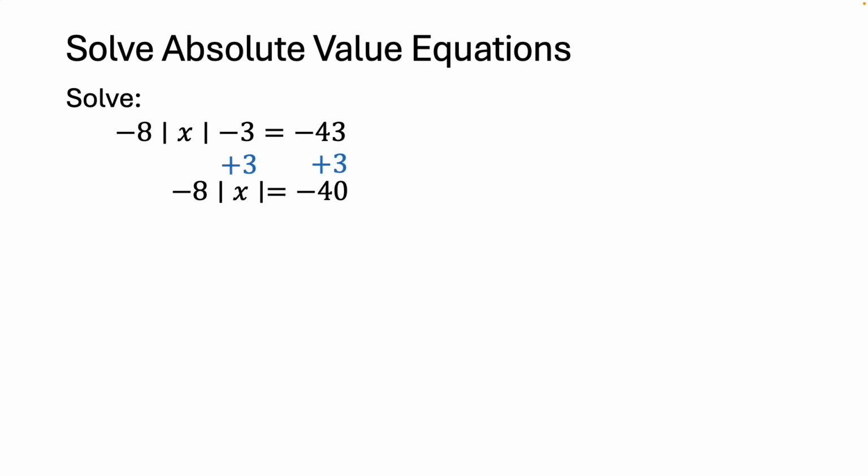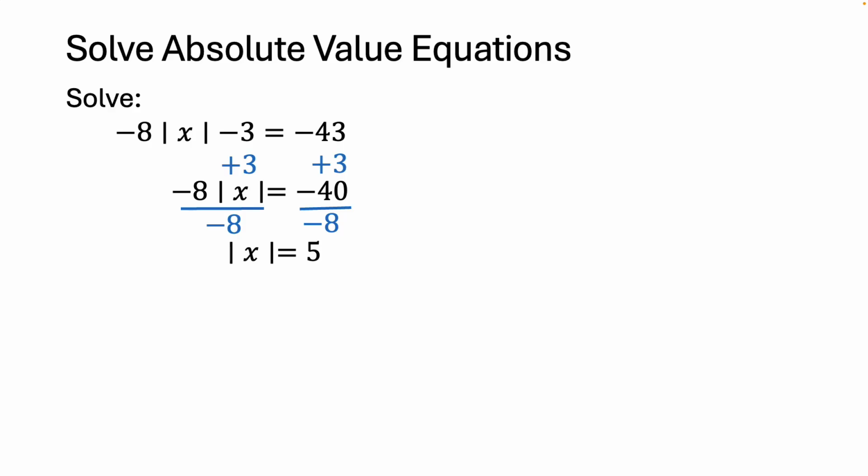Okay, let's take a look at a few more examples. Let's solve the equation negative 8 times the absolute value of x minus 3 is equal to negative 43. The first thing we need to do is to isolate the absolute value of x. Let's add 3 to both sides. This will leave us with negative 8 times the absolute value of x is equal to negative 40. Dividing both sides by negative 8, we'll end up with absolute value of x is equal to 5.